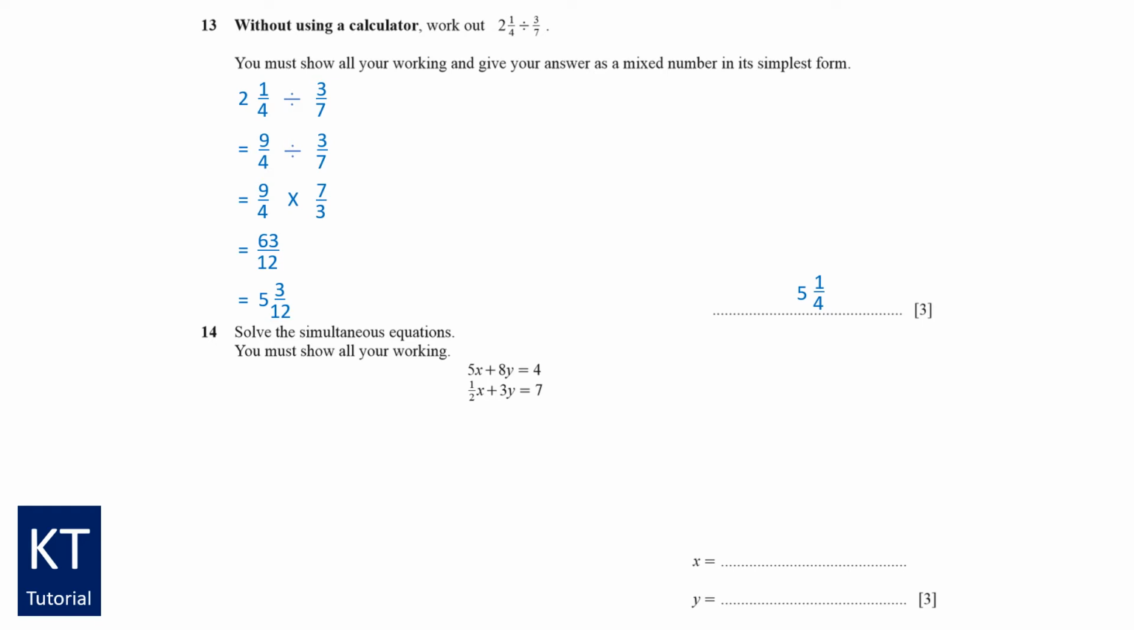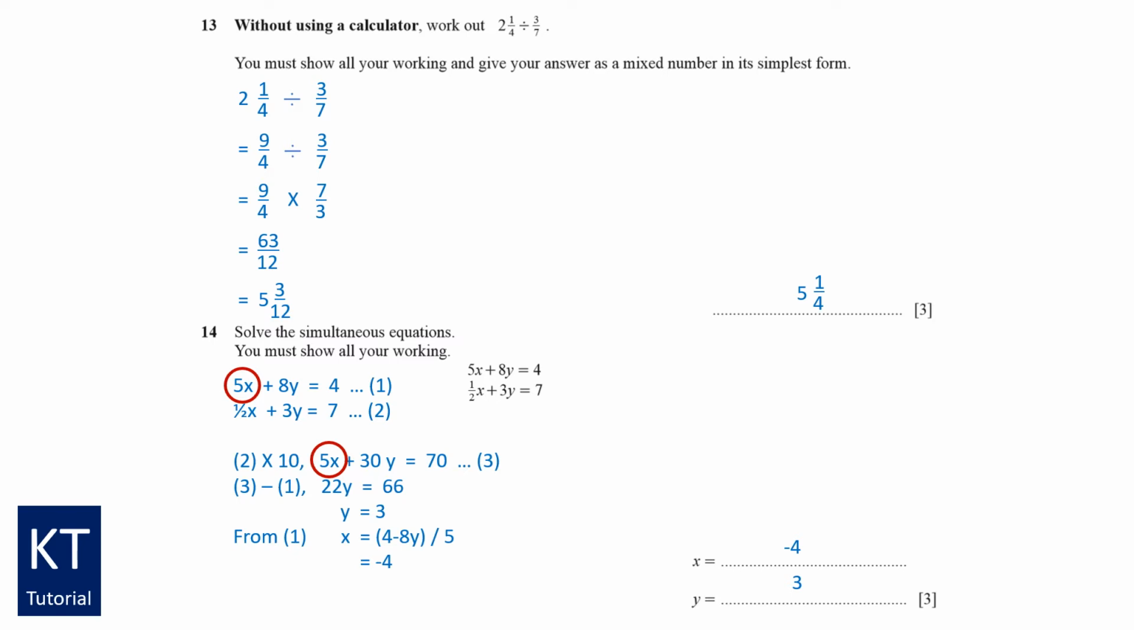Question 14. Solve the simultaneous equations. I'm going to start by labeling the two given equations as equations 1 and 2. Next, I'm going to scale equation 2 such that its variable x is the same as that shown in equation 1. This I will call equation 3. When you take equation 3 and subtract equation 1, you should be able to identify y, this being 3. By inserting y being 3 into either equation 1 or 2, you should be able to identify x being minus 4.